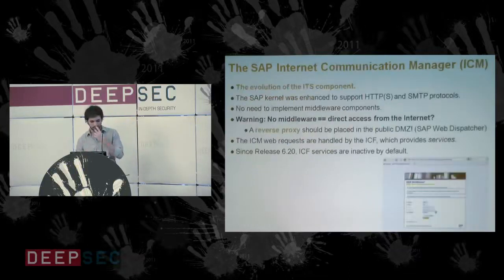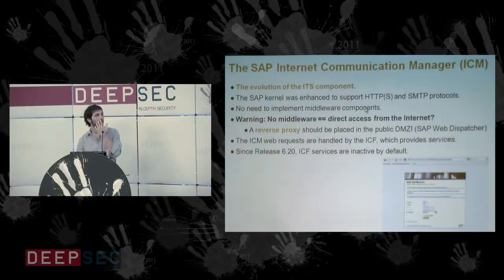So that was the first approach. The second approach, or the second solution of web server, is the ICM. It's basically the evolution of the ITS component, and now the kernel itself of the SAP system has been enhanced to support HTTP and SMTP protocols. So you don't need a middleware anymore.